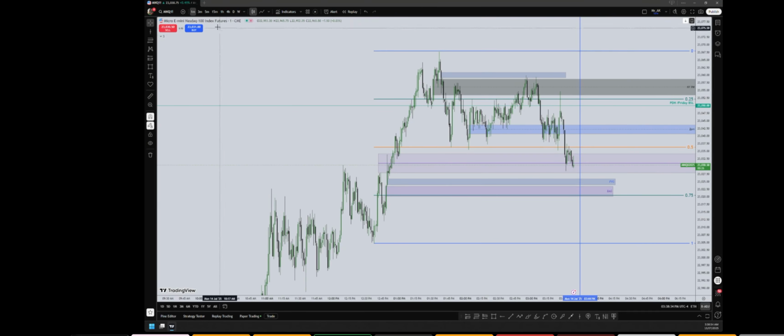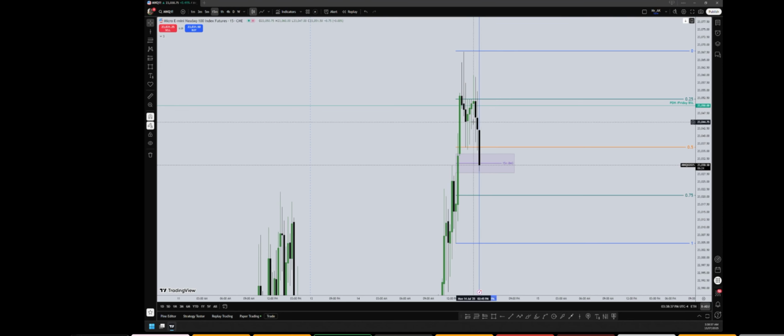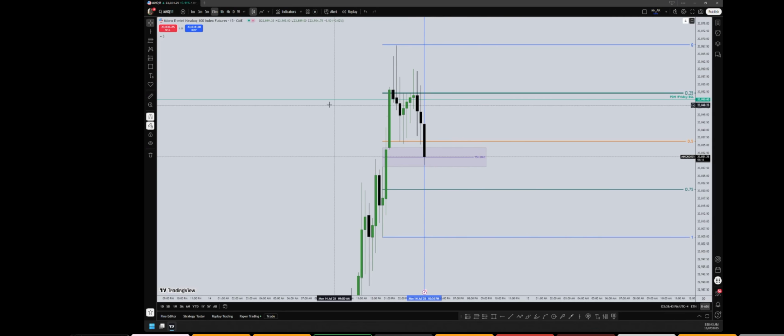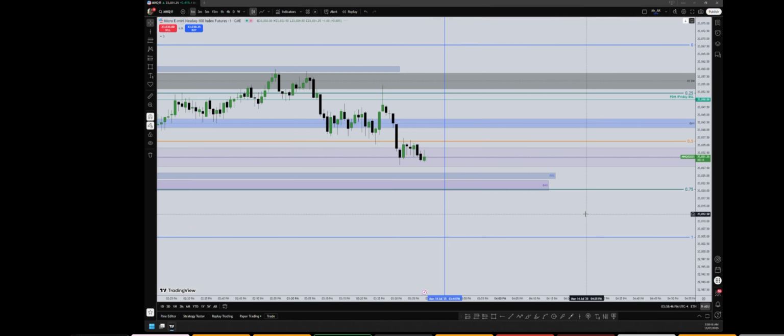And in the meantime, is there any 15-minute bearish gap? No. So let me make sure. Yeah, no 15-minute bearish gap.